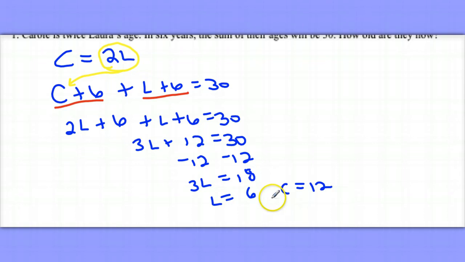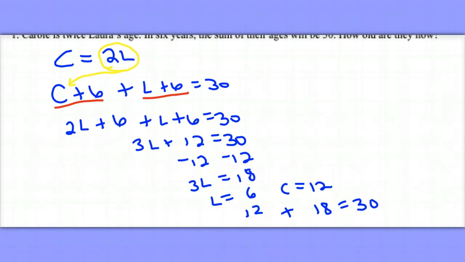And we can do a quick check here to see what the sum of their ages would be 6 years from now. So in 6 years, Laura will be 12. And in 6 years, Carol will be 18. If I add 6 to 12, I get 18. I add 6 to 6, I get 12. And the sum of their ages in 6 years will be 30.